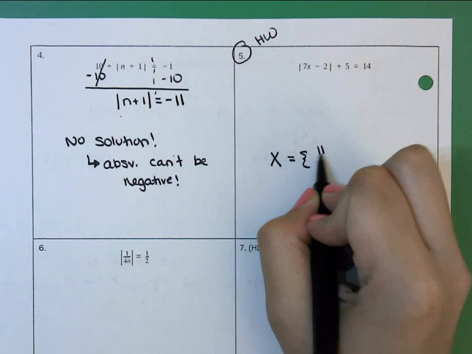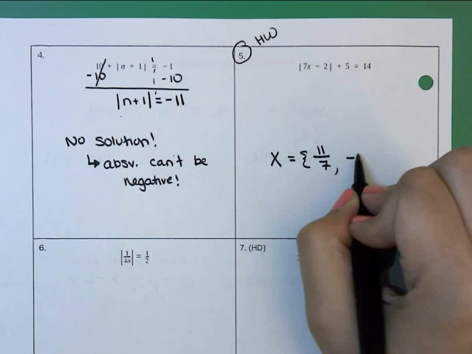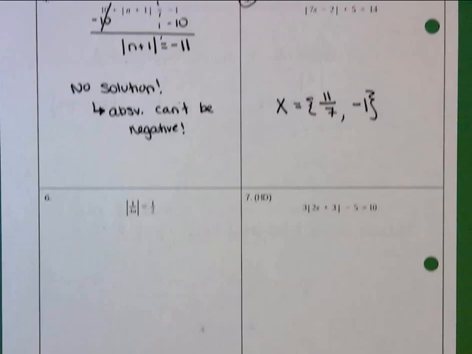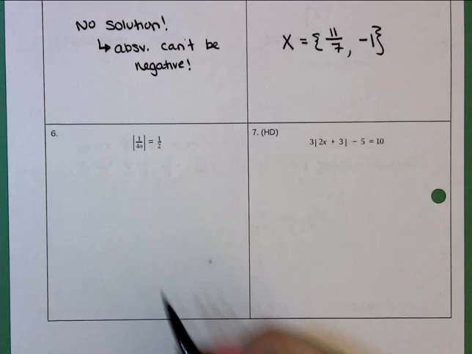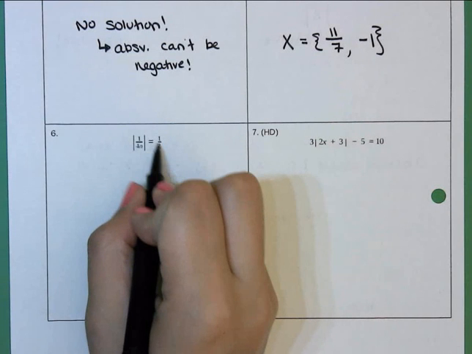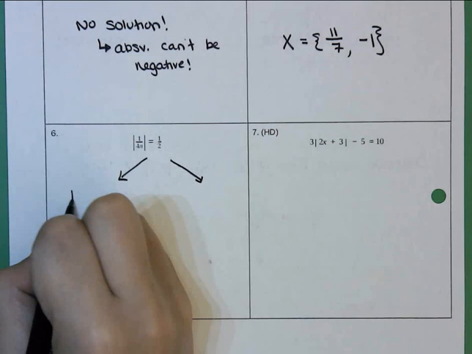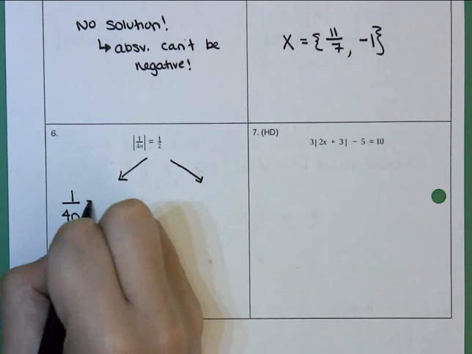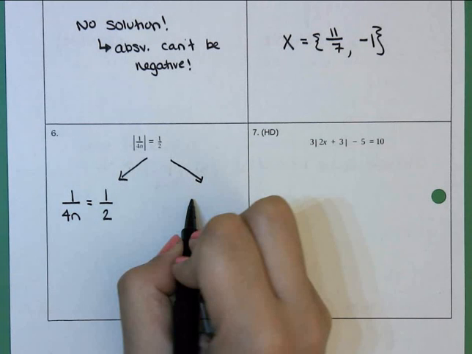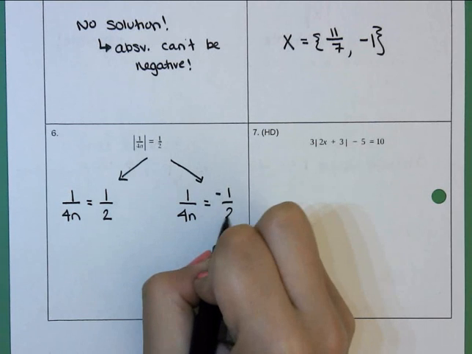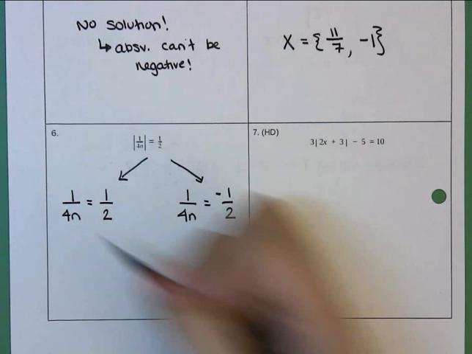If we look at problem 6, here it doesn't equal a negative number, so we can try and solve. So I'm going to break those into 2, so I have 1 divided by 4n equals 1/2, and 1 divided by 4n equals negative 1/2. Now here it looks like the easiest way would be cross multiplication. 2 times 1 is 2, 4n times 1 is 4n. Divide both sides by 4, and n is going to be 1/2, or 2 divided by 4.